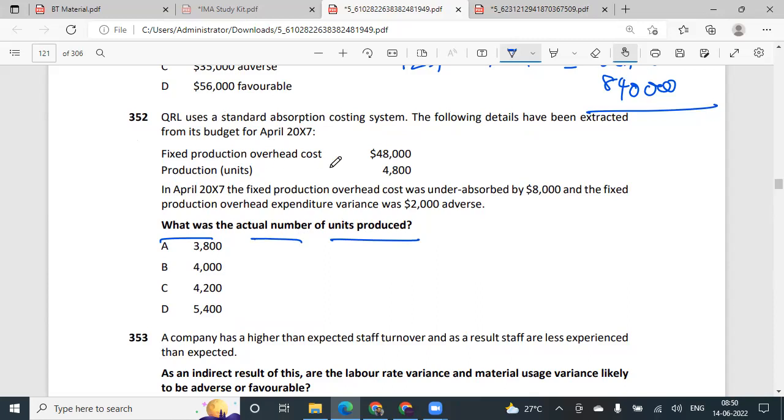Fixed production overhead cost कितना है? 48,000. Production units कितने हैं? 4,800. In April 2007, the fixed production overhead cost was under absorbed by 8,000 and fixed production overhead expenditure variance was 2,000 adverse. अब actual number of units कितने produce हुए ये बताना है आपको.